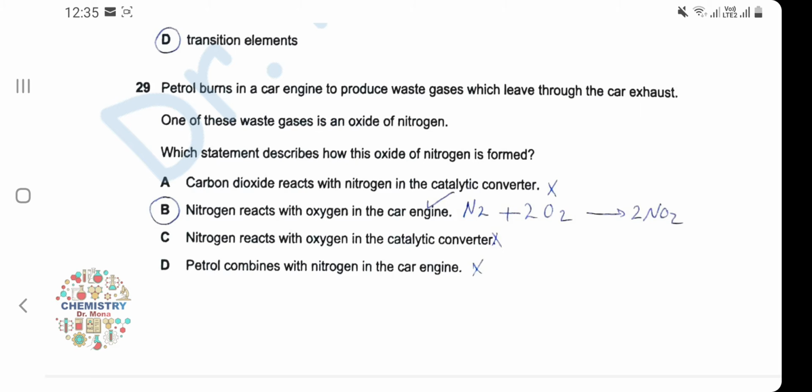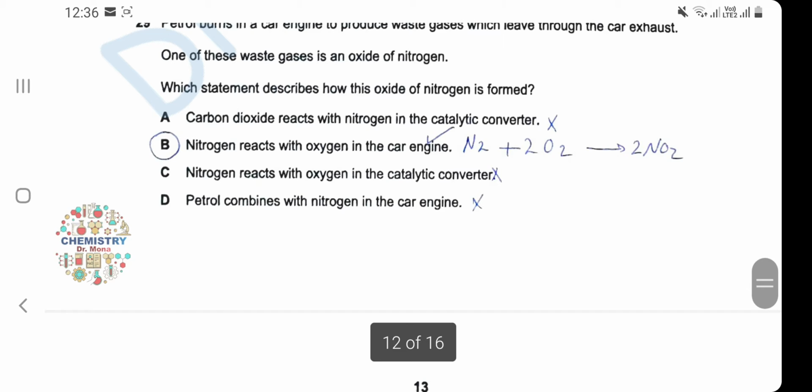So here, when we want to know where nitrogen oxide is formed, nitrogen oxide will form when nitrogen reacts with oxygen in the car engine. Nitrogen burns in the oxygen to form nitrogen oxide. These nitrogen oxides, nitrogen dioxide and nitrogen monoxide, are transferred or reduced in the catalytic converter into nitrogen gas.